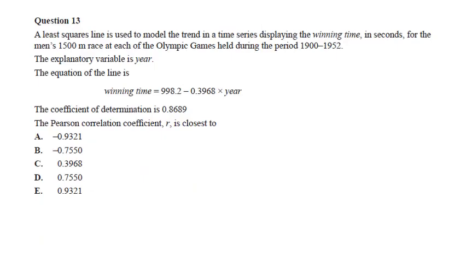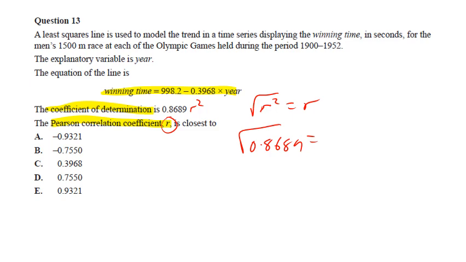Okay, so we need to find the Pearson correlation coefficient, and they give us the coefficient of determination and this equation up here, which seems irrelevant. They're trying to trick us. Yes, they are, but not that way. We always know that the coefficient of determination is r squared, and we want to find r, so we just take the square root of r squared equals r. The square root of 0.689 does in fact equal 0.932, and so we think to ourselves, hey, it's going to be E.